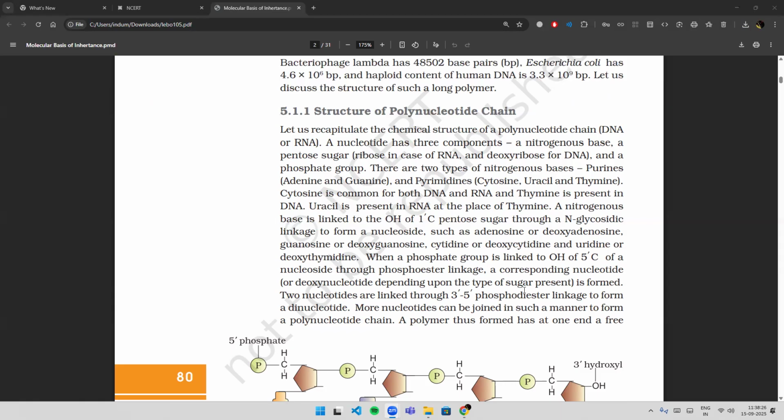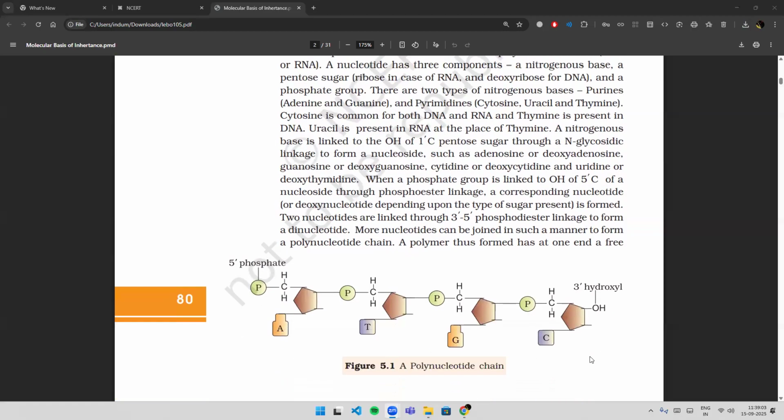A nitrogenous base is linked to the OH of 1' carbon of pentose sugar through an N-glycosidic linkage to form a nucleoside, such as adenosine or deoxyadenosine, guanosine or deoxyguanosine, cytidine or deoxycytidine, and uridine or deoxythymidine. When a phosphate group is linked to OH of 5' carbon of a nucleoside through phosphoester linkage, a corresponding nucleotide or deoxynucleotide, depending upon the type of sugar present, is formed.